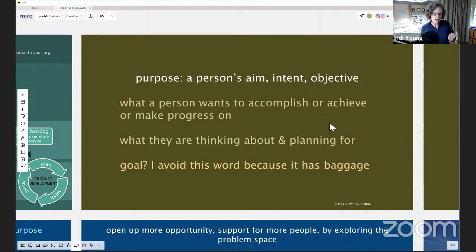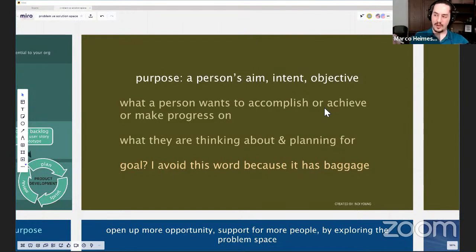So that's what I mean by looking at it from a person's point of view. And that's how it relates. Yeah, go ahead. I have a question for that. So you write a singular, a person's aim, intent, and objective. Would you say that problem space always focuses on a single person, or could a group of people be the thinking entity that has a problem space?